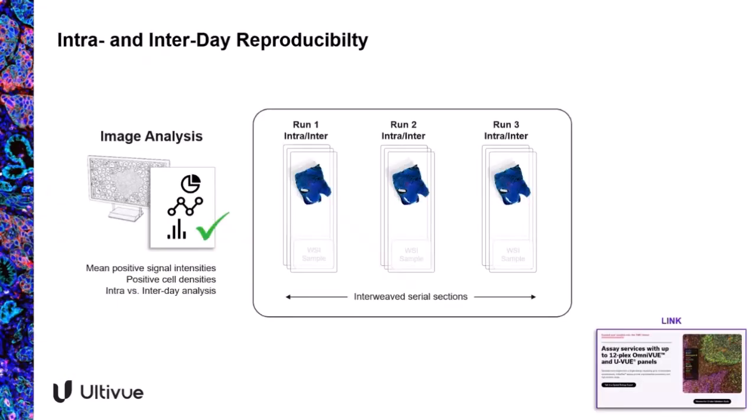So we analyzed 9 consecutive sections, where we had an intraday and interday test, always 3 sections per day. The consecutive sections were distributed in an interweaved way across the days to account for the biological variability. And then we stained, scanned, and analyzed all sections with the same settings and algorithms.